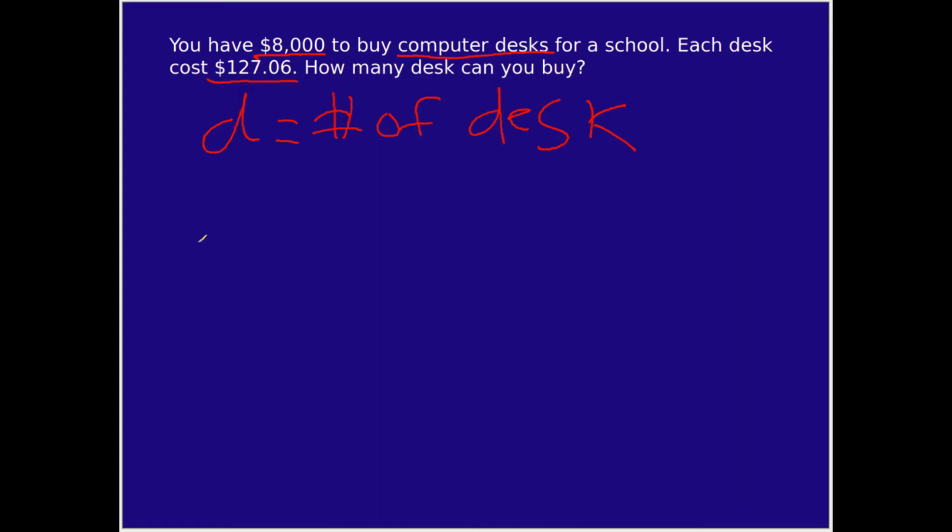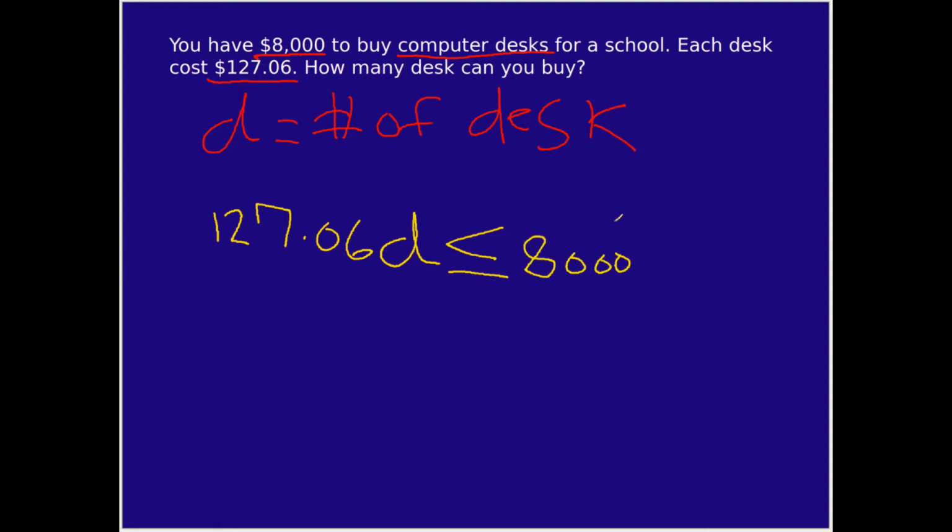Well, it's very, very simple. We know that each desk is 127.06. And we know that it's going to be times D because we want to know how many of those we can buy at that price. And the constraint here is that this value must be less than or equal to $8,000. In other words, we cannot spend more than $8,000. This is why it's an inequality problem.